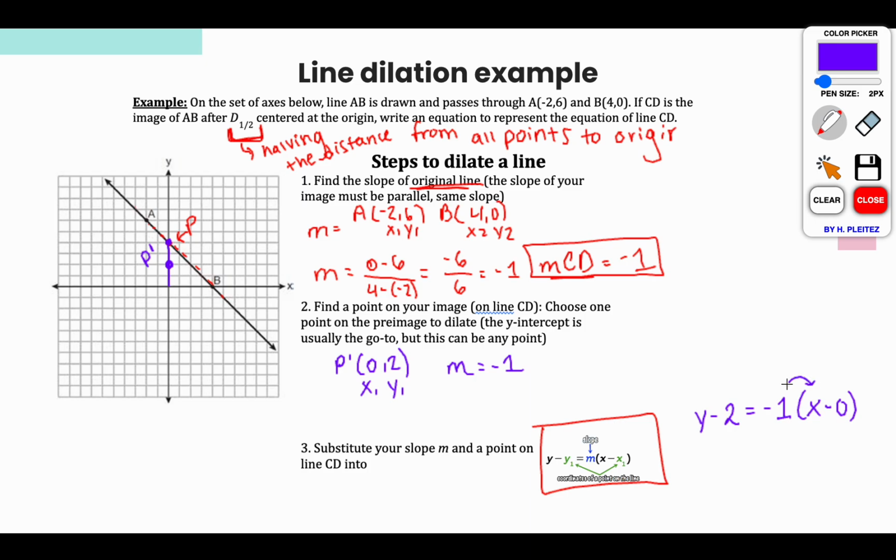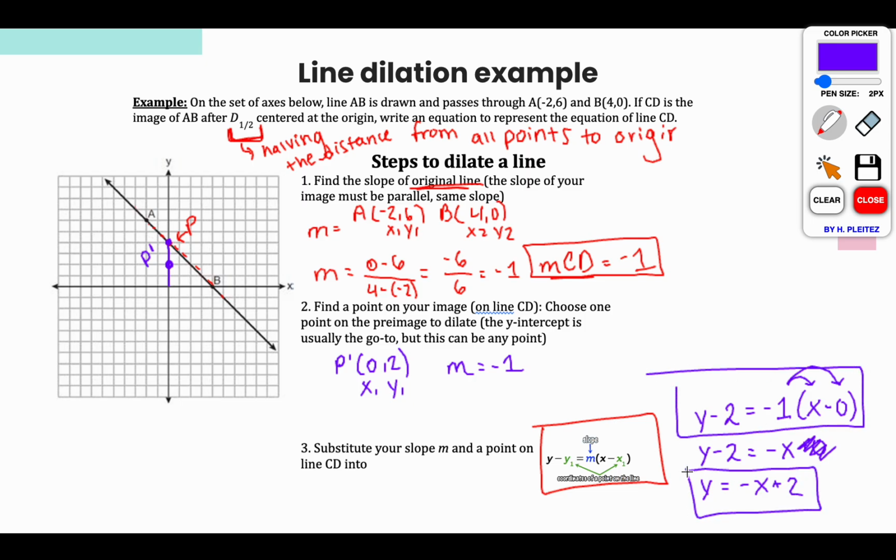Now this is a totally acceptable answer, but you guys have to be comfortable with both forms. So also being comfortable with manipulating this equation around a little bit and distributing that -1, we'd get -x plus 0. And that 0, you don't even need to write it. But then you add 2 on both sides to get y equals -x plus 2. So both of these equations you should be able to recognize.